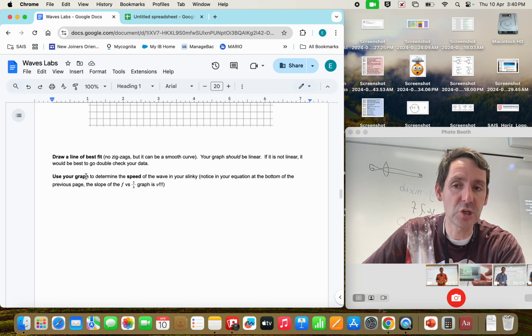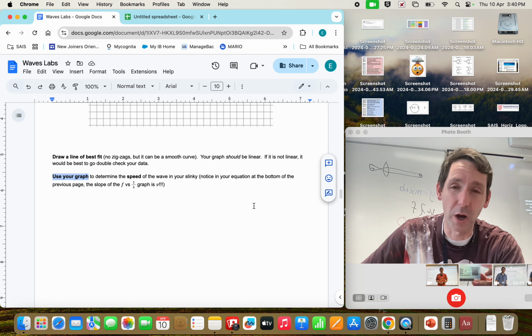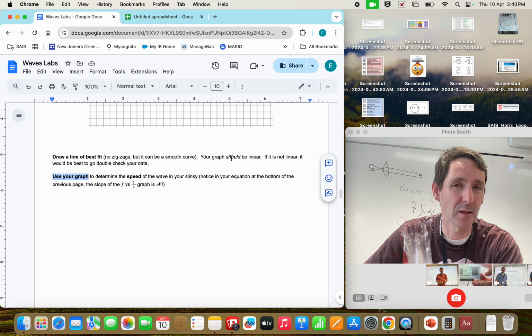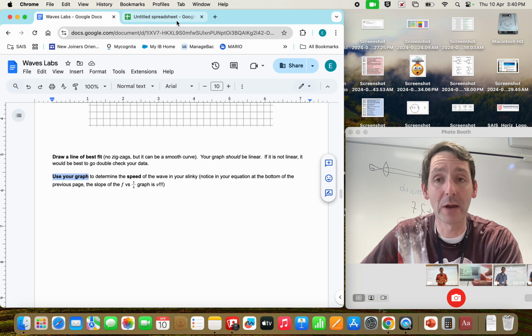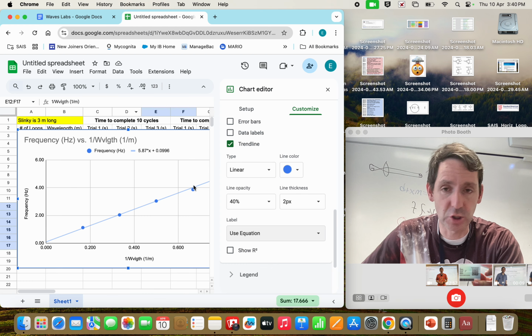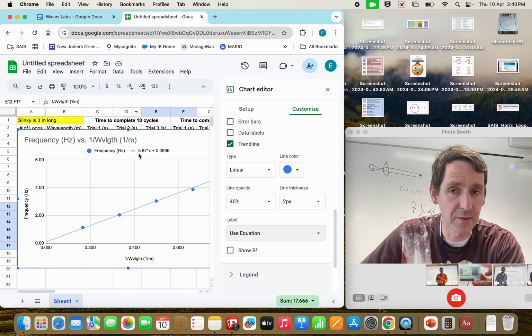Now, when it says use the graph, what it really means is use the slope or the y-intercept. They really don't want you to just randomly choose a point on the line and put it into the equation, because that's not really using the line. That's using a data point. So they want you to go into the line. They want you to pick a couple of points and find the slope of the line.